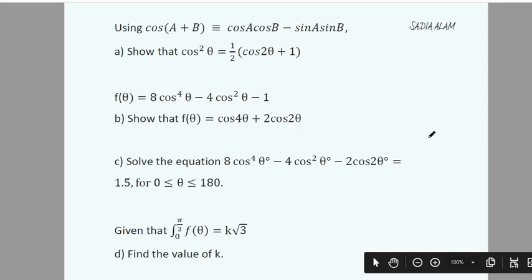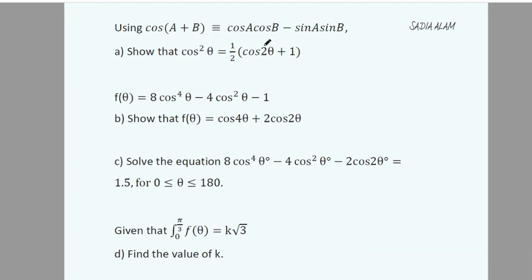So in this math question, for part A, we need to prove cos square theta equals to this one. And then for part B, we have f of theta equals to this equation, and you need to simplify this whole thing to get this line. For part C, we need to solve maths for different quadrants. For part D, we need to integrate. So let's start with part A.